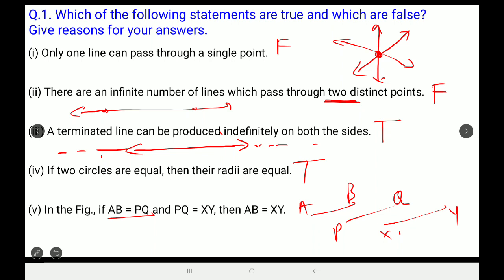So with the help of the axiom, we can say that this statement is true. True statement. Clear? So from the axiom that if two things are separately equal to a third thing, then they are equal to each other. Clear? Next question.